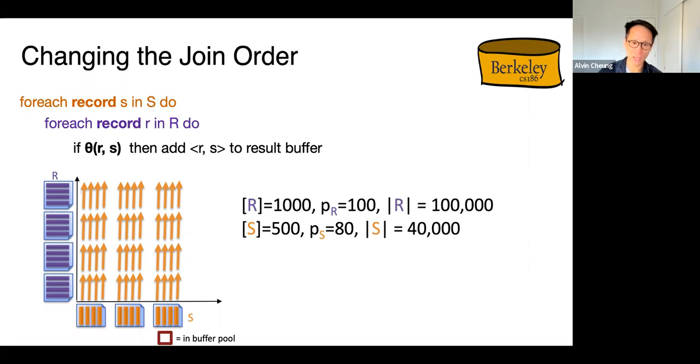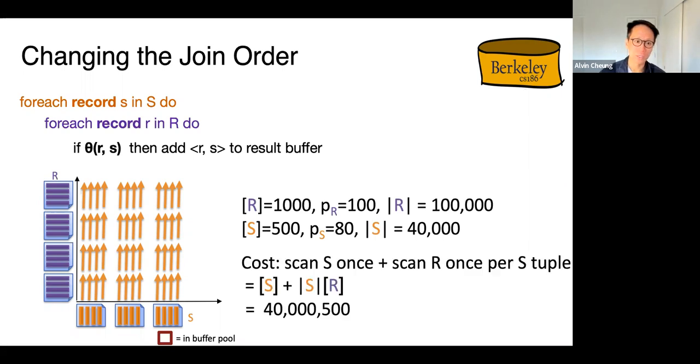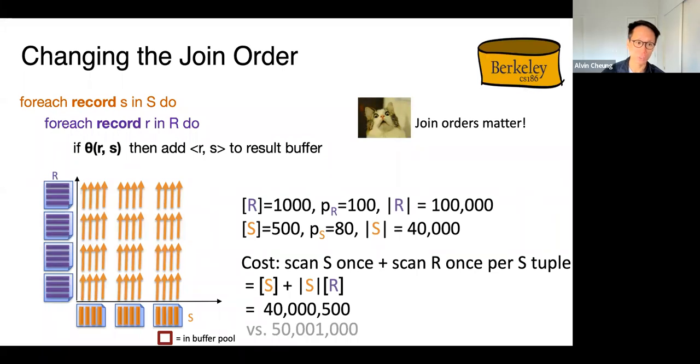Again, with the same statistics that we have, the cost of this particular flavor of the join is going to be slightly different. Instead of scanning R once, here we are scanning S once. And then for every single tuple in S, we need to scan the entire relation of R. So in terms of cost, it's going to be [S] because we need to scan S once, and then for every single tuple of S, we multiply that by the number of pages of R. That's why we ended up in this case with 40 million as opposed to 50. So as we can see here, the ordering actually matters. If we just switch the ordering, all of a sudden we get much less cost in terms of I/O. That is due to the nature of the statistics of the tables that we have in this case.